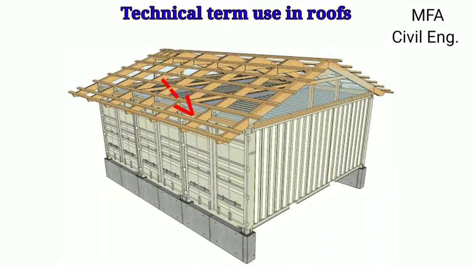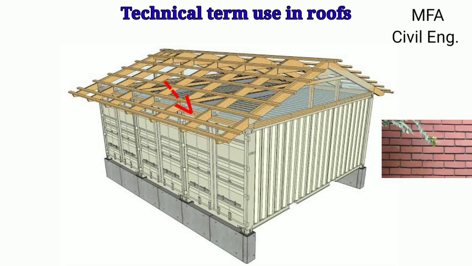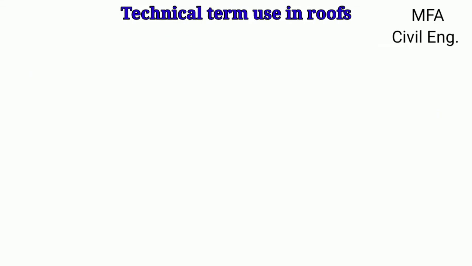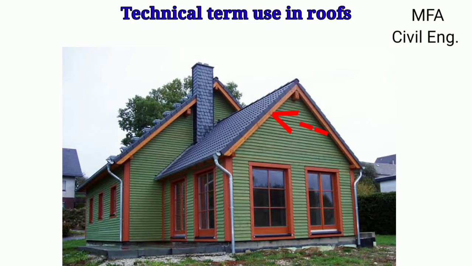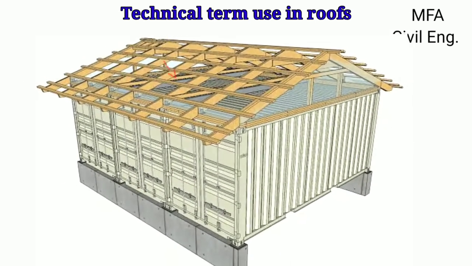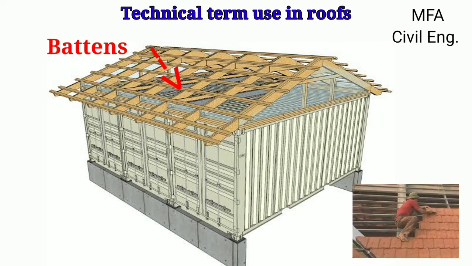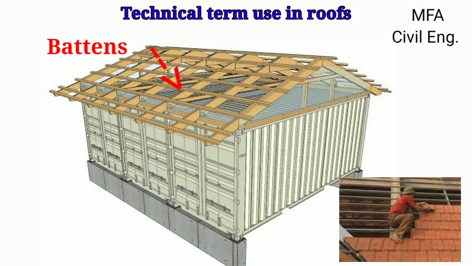A long member made of wood provided on the top of the masonry work like brick wall or stone wall is termed the wall plate. Wall plate is used to fix the lower end of the common rafter. A wooden board used to hold the common rafters making the verge is termed the barge board. A thin wooden strip nailed to the rafter is called the batten. Roof covering material is laid on the battens. Battens are also termed scantling.